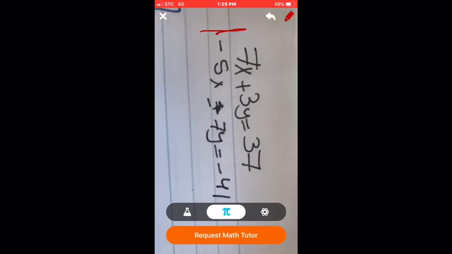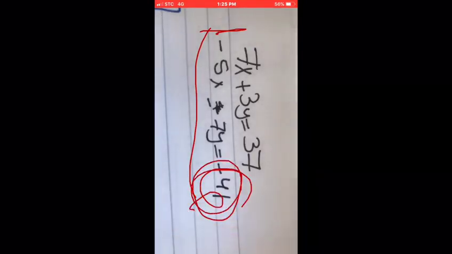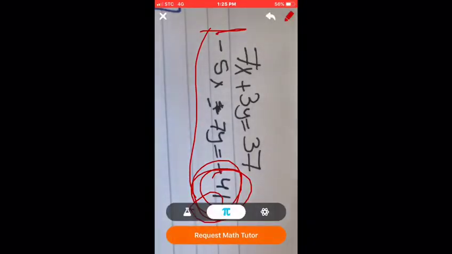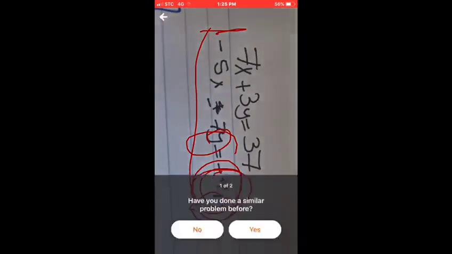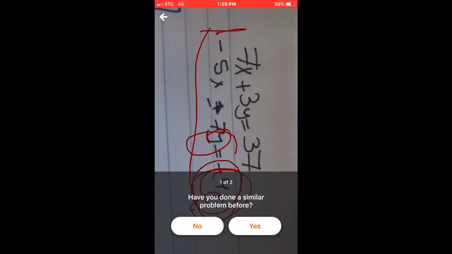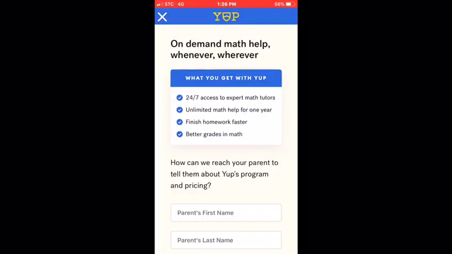After taking a picture, you can even draw what your question is. For example, how did we get the 14? How can we get the y? Then you request a math tutor. They start asking you, have you done a similar problem before? Yes. Have you started working on the problem? No. So they connect you with an online tutor.